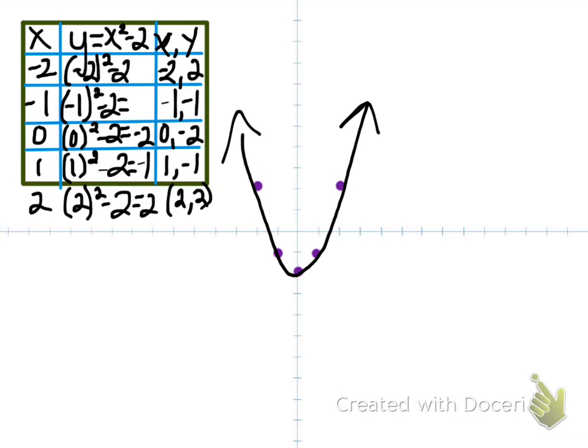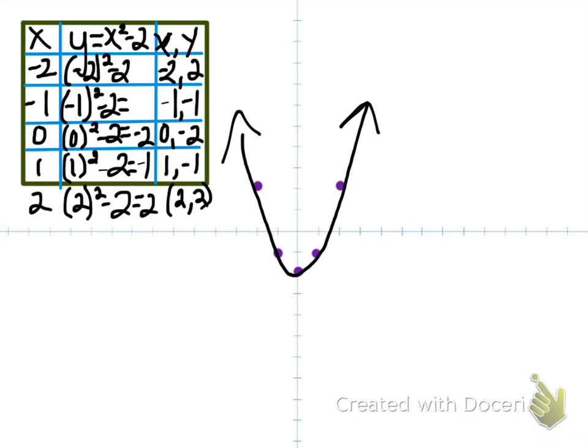An example of how these are performed, if we are given an equation in y equals ax squared plus bx plus c form, such as y equals x squared minus 2, we would just plug in the given numbers. Now in this case, we like you to stick with the same numbers, -2, -1, 0, 1, and 2. That gives us a good idea of both positives and negatives.